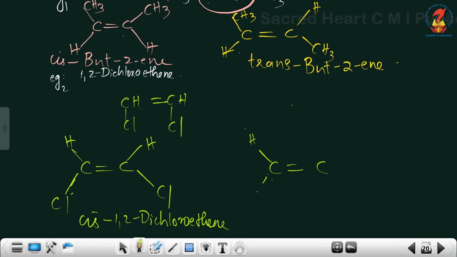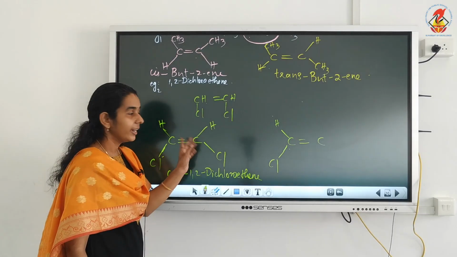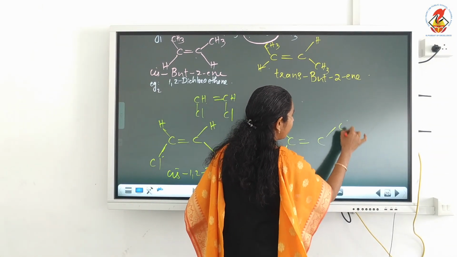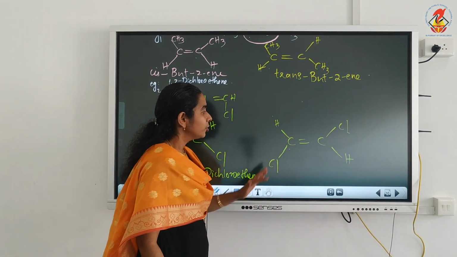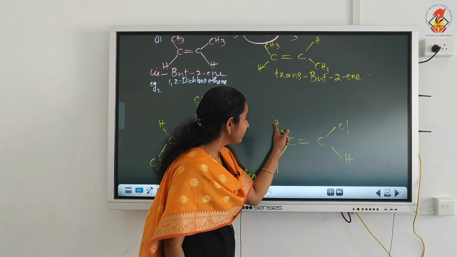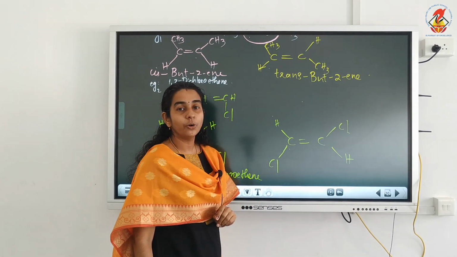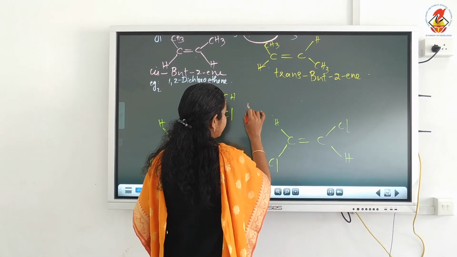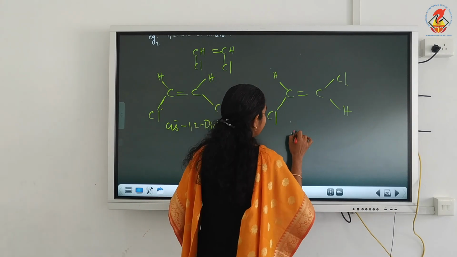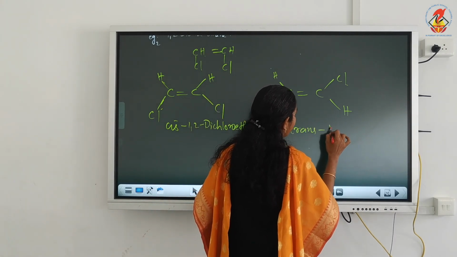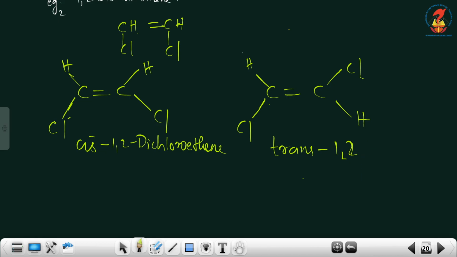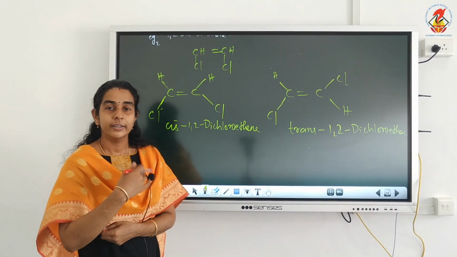Keep one side same and exchange the groups on any one side. So here I am writing chlorine here and hydrogen here. If you look at this structure, now the similar hydrogen atoms are on opposite sides. Similar chlorine atoms are also on opposite sides. So we can call it trans 1,2-dichloroethene.